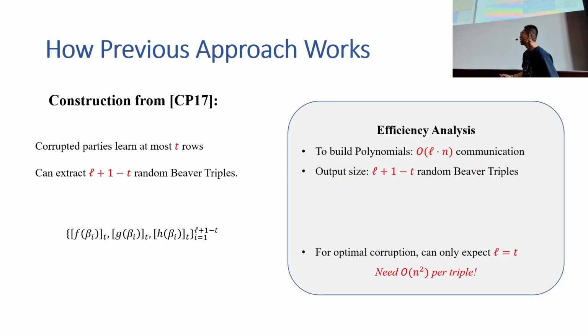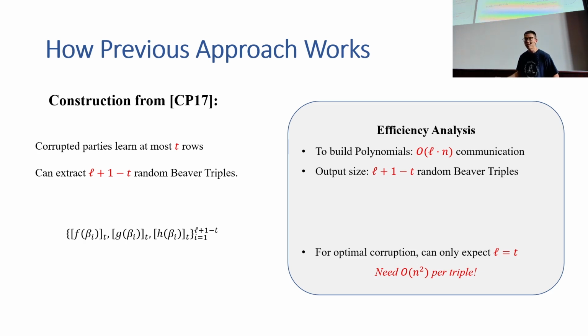However, we just mentioned that in the asynchronous setting, you can only hope for 2D plus 1 parties to participate, which means that you can only extract 1 Beaver triple. So the amortized communication per triple will become n squared. Okay, now how do we shave this factor of n?